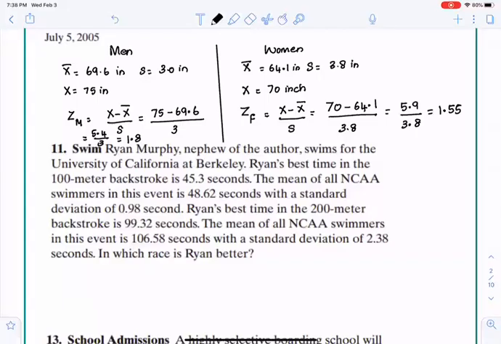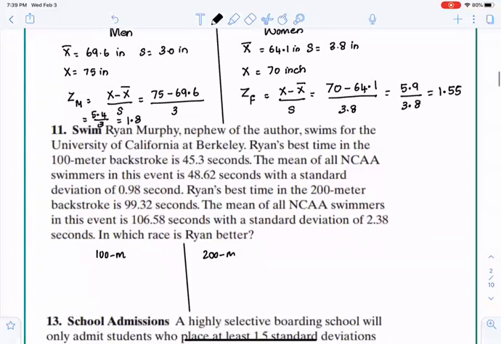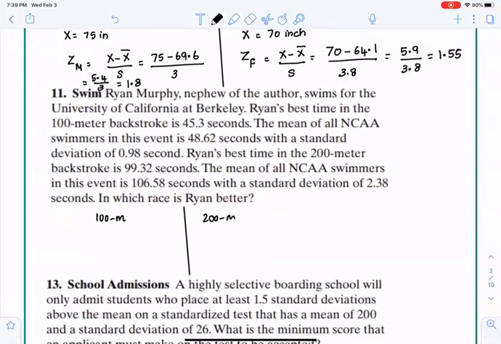So this is about Ryan Murphy. Apparently he's a swimmer and the nephew of the author. Two competitions are considered. One is the 100-meter backstroke. The other is the 200-meter backstroke. They are separate groups, but if I want to make a relative assessment, I need to bring them on the same scale. So how do I bring them on the same scale? By converting the raw observations to a z-score.